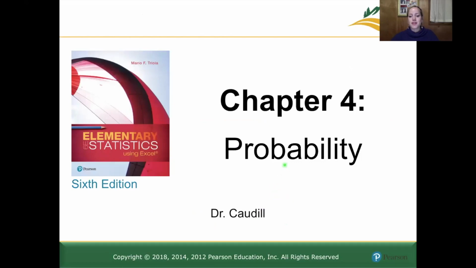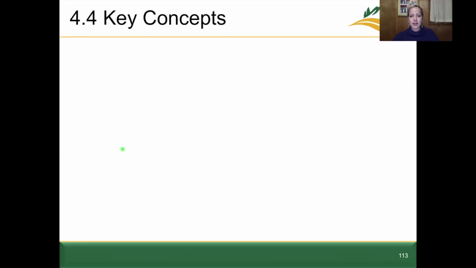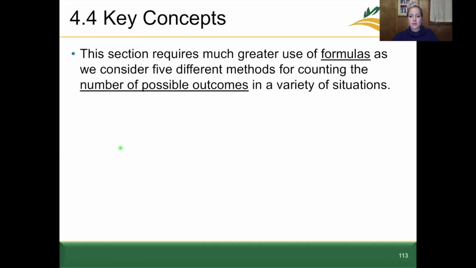Chapter 4, we're continuing talking about probability. In 4.4 specifically, we're going to get into counting. The key concepts in 4.4, we're going to rely heavily on formulas here. We're going to consider 5 different methods for counting the number of possible outcomes with a variety of situations.